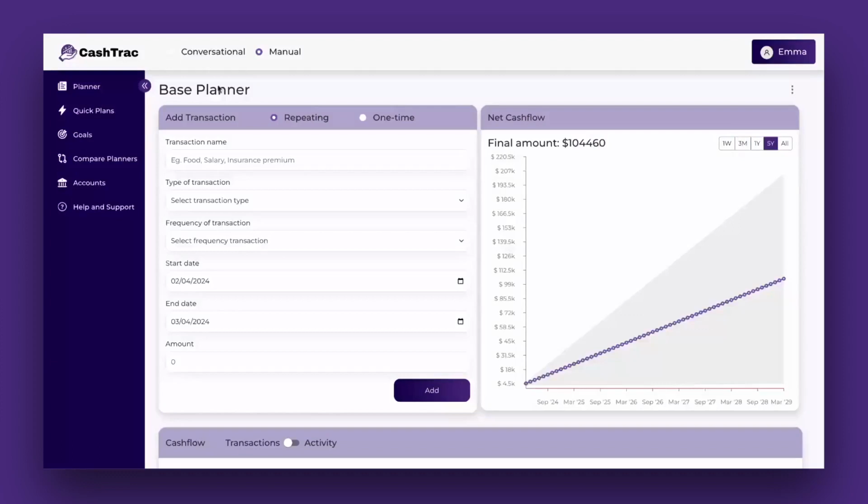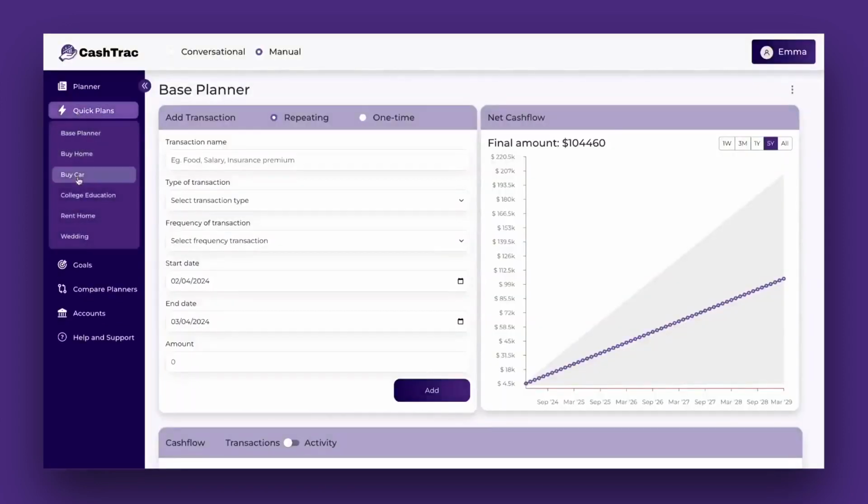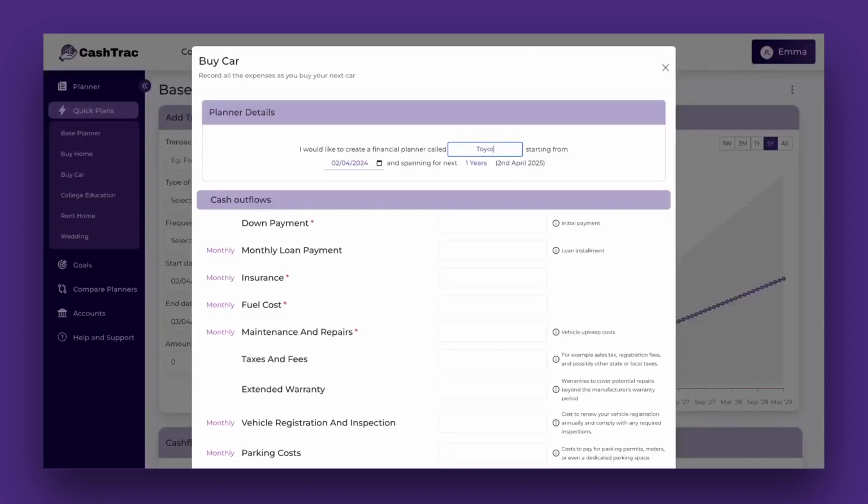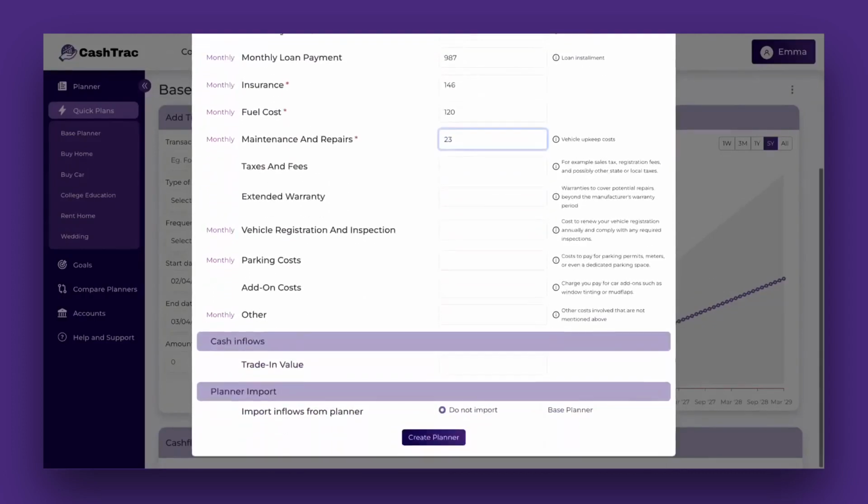Filled with inspiration, Emma clicks on Quick Plans to craft a financial roadmap tailored for purchasing her dream car. Starting by naming the planner Toyota, she sets the start date as June 1, 2024, with a loan tenure spanning 4 years. Next, Emma enters the necessary information for her car purchase, including the down payment, monthly loan payment, insurance, fuel costs, and maintenance expenses.